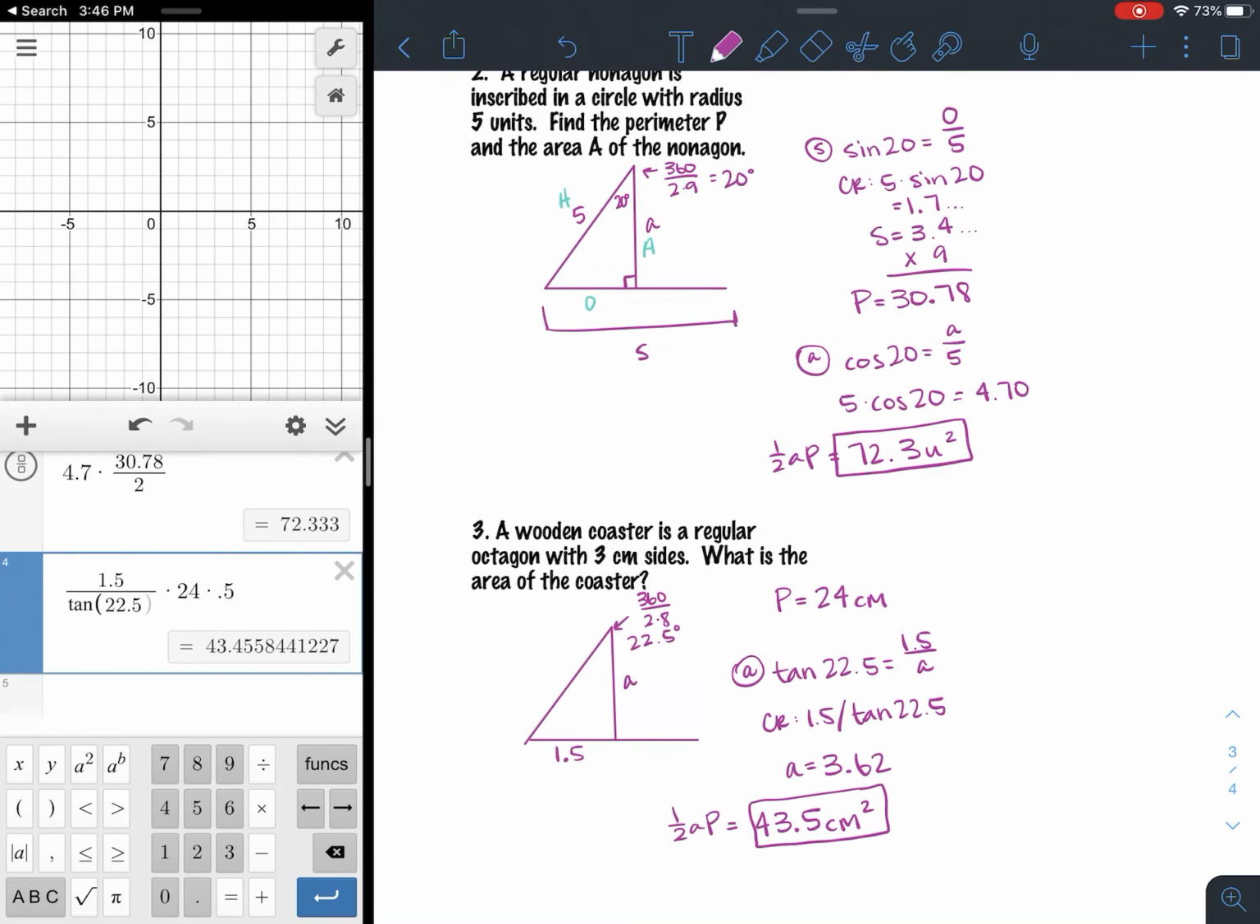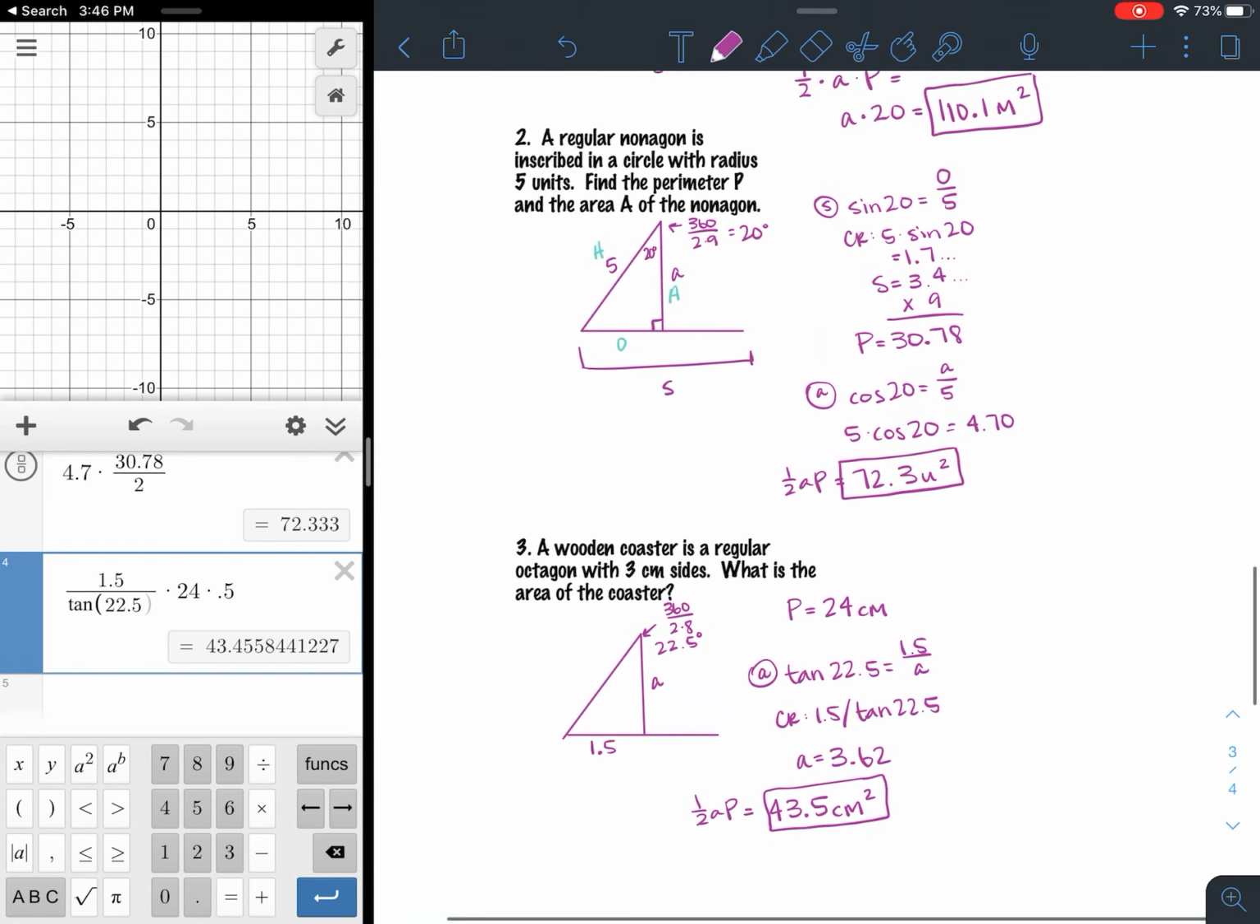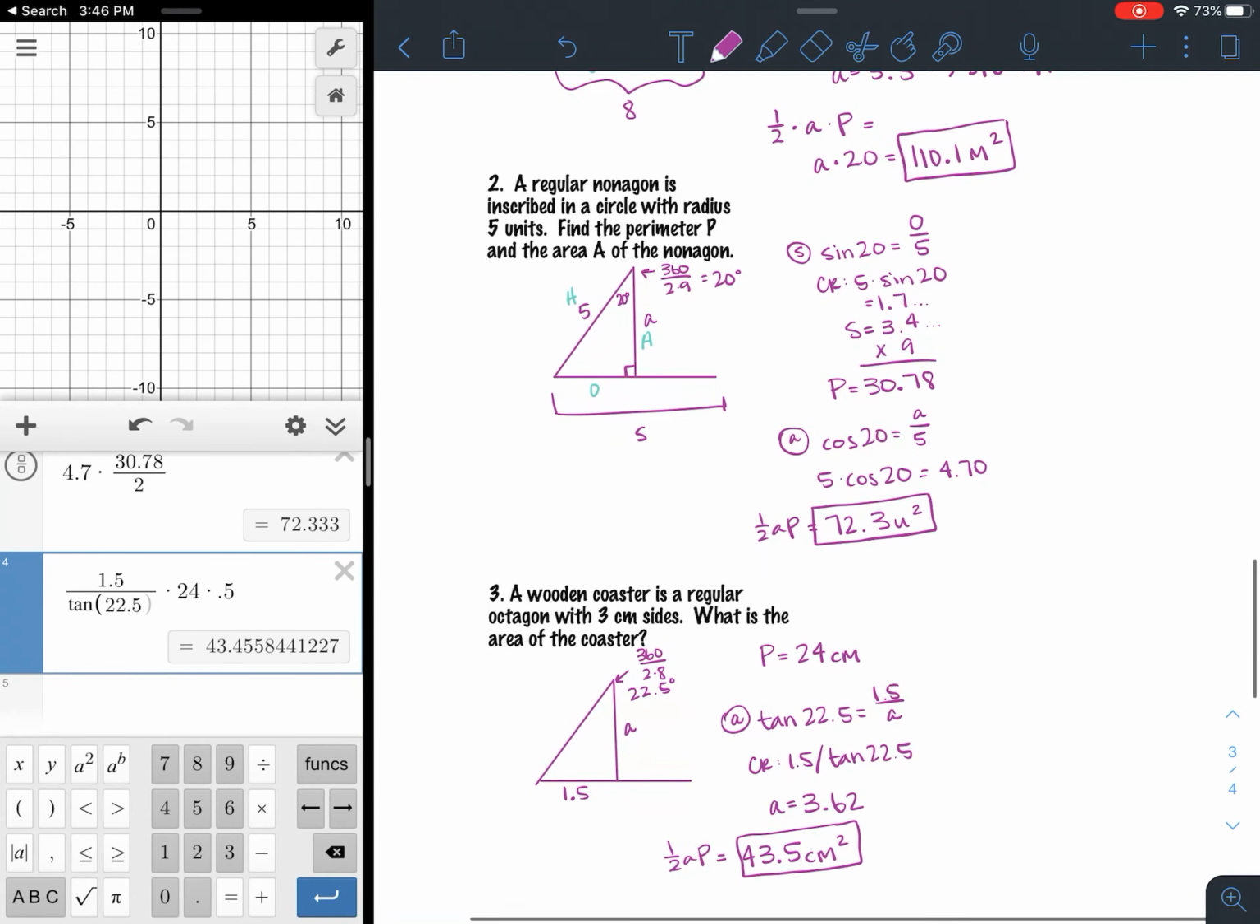This is going to take some practice, but if you will keep organized and figure out what pieces you need. Notice we didn't really mess with the radius if we didn't have to. All you need is that perimeter and that apothem, and you can find the area for any of these regular polygons.